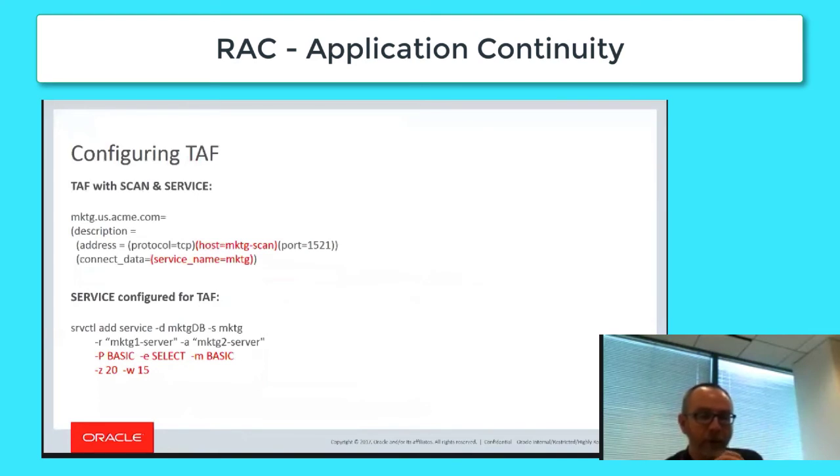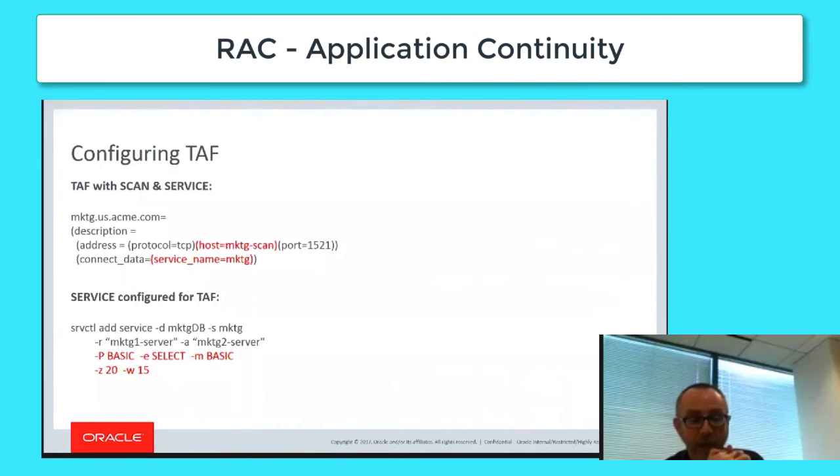So in this case, that first connect string is a TNS names entry where you connect via SCAN. We've told it we want to use this service by the name of MKTG, the marketing one. And it'll look for that service name and load balance across wherever that service is running.